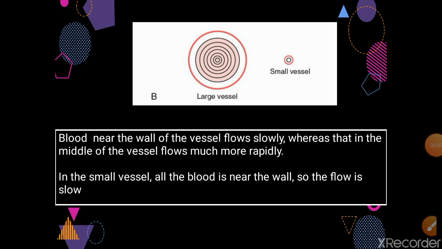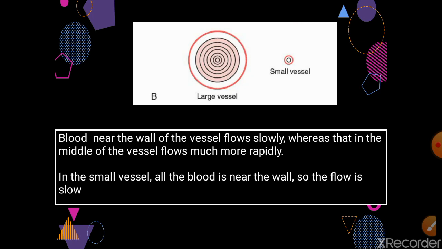To understand the effect of diameter on blood flow and resistance, let's look at this picture. In the first blood vessel having larger diameter, the blood which is flowing near the walls of the vessel is slow. This is due to the greater friction between this layer and the vessel wall. But as we move towards the center of the blood vessel, the flow becomes more rapid owing to decreased resistance.